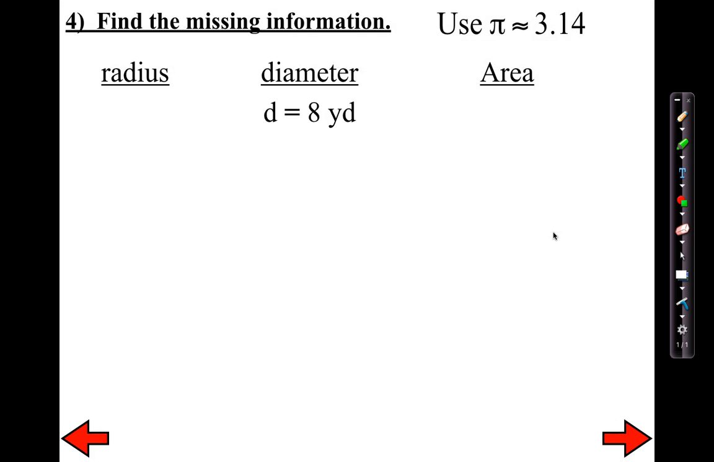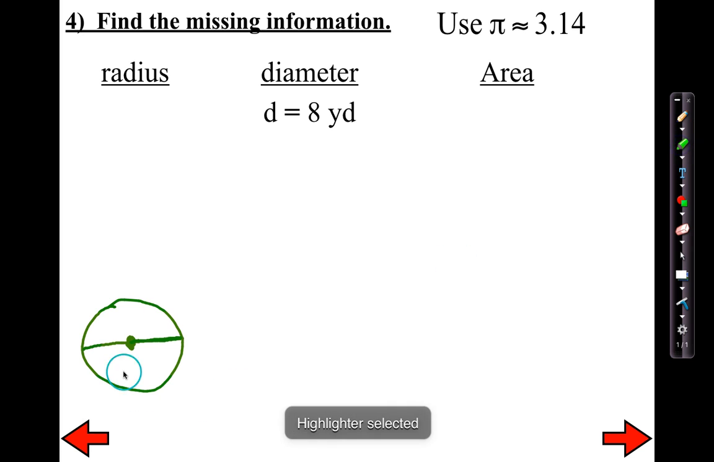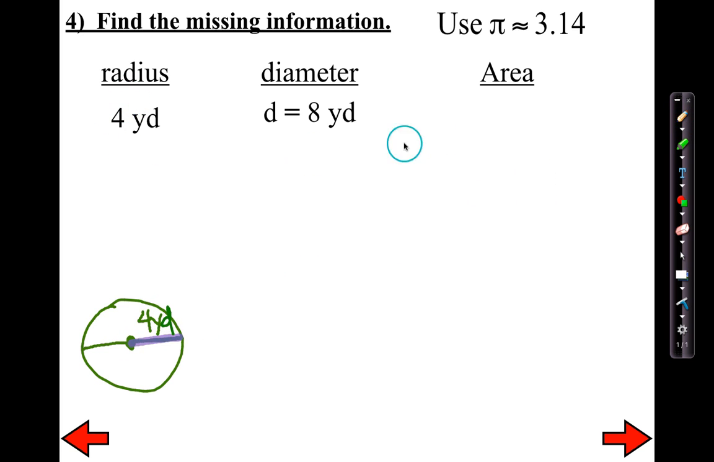Okay, so now that we've gotten practice with that, let's learn how to find the area. So here we're given some information. We're given the fact that the diameter is 8. If I were to quickly look at a circle, that means the diameter here is 8. So if I was interested in the radius, I would only want to know what half of this length is, which means if the whole thing is 8, then half of it for the radius would only be 4 yards. So I'm going to put 4 yards for the radius.